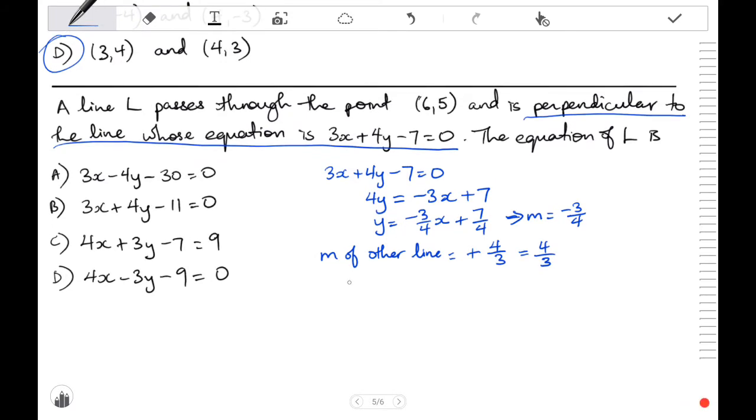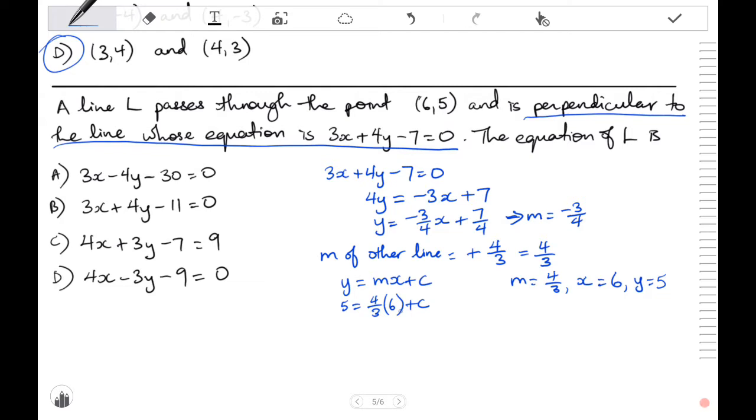So just like we did in class, to find the equation of a line, knowing the gradient and a point on the line, we just recall the general form y equals mx plus c. And we know that the gradient here is 4 over 3. The value of x equals 6. The value of y equals 5. This is obtained from the coordinates of the point on the line. So we just substitute. So y is 5 equals m, 4 over 3, by 6 plus c.